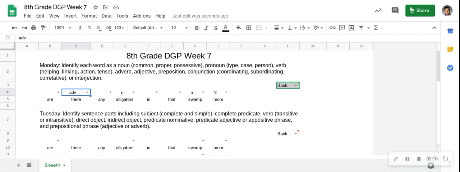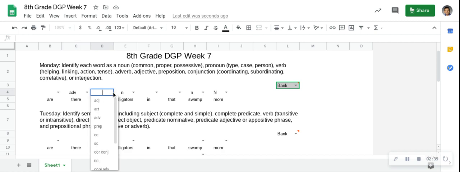What about our adjectives? What do we have? See what Jacob has to say. Jacob says any alligators. Does that make alligators more specific? You're saying yes. Any is an adjective because it's asking like how many, right? It's asking if there's any at all, not just are there alligators. We're being more specific and asking if there are any alligators.